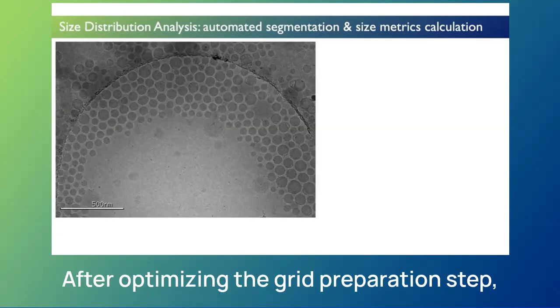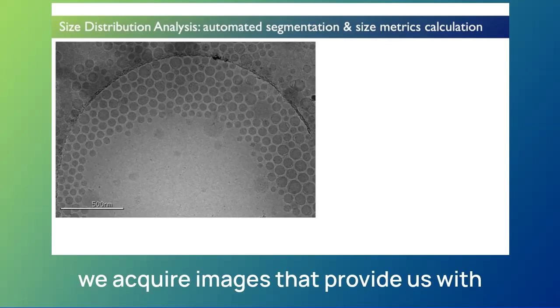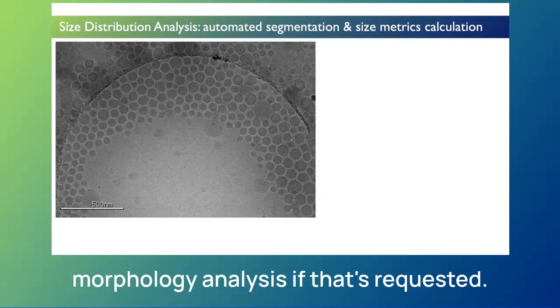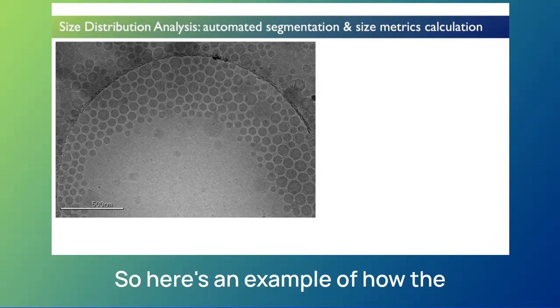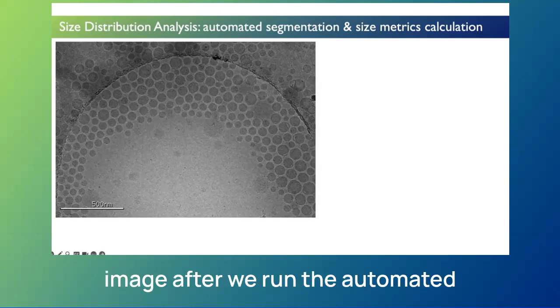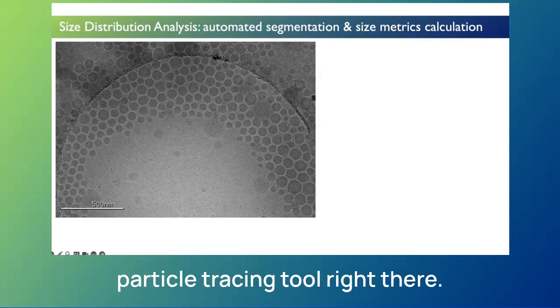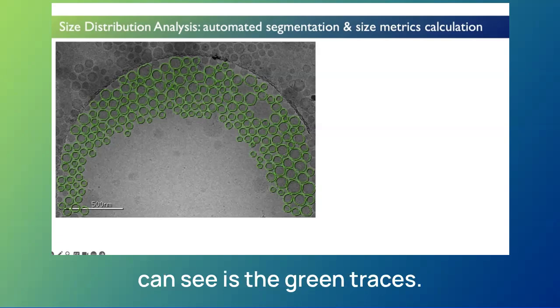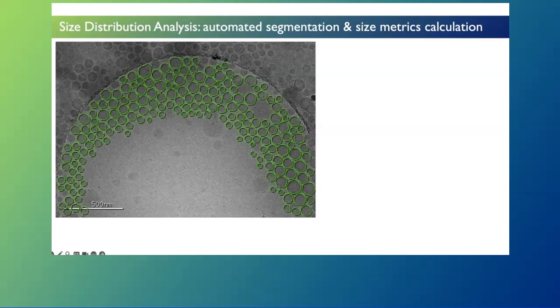After optimizing the grid preparation step, we acquire images that provide us with enough particles to perform a sizing and morphology analysis if that's requested. So here is an example of how the particle segmentation looks for an image after we run the automated particle tracing tool. The segmentation you can see is the green traces.